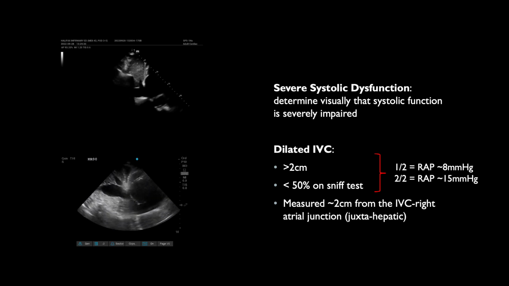When one of these two findings is positive, the right atrial pressure is estimated at about 8 millimeters of mercury. When both findings are positive, the right atrial pressure is significantly elevated at an estimated 15 millimeters of mercury. In this case, both findings are positive and the right atrial pressure is significantly elevated.